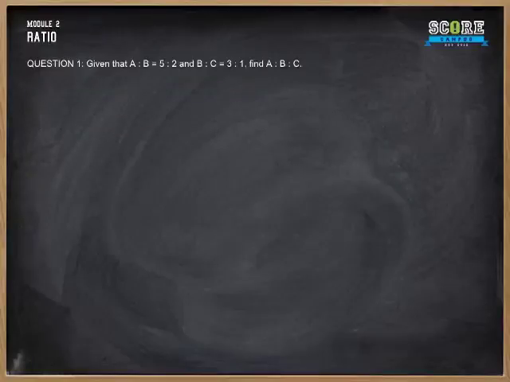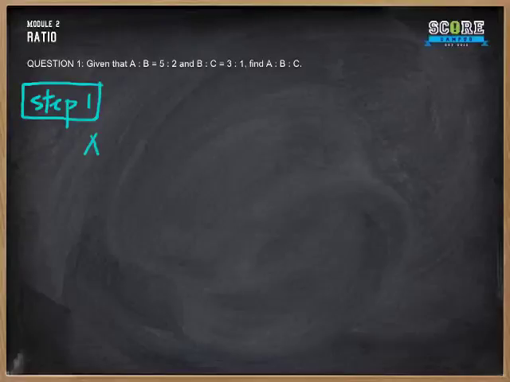Let's look at question 1, students. Given that A is to B equals 5 is to 2 and B is to C equals 3 is to 1, find A is to B is to C. Now this is what we were talking about. This is the part where we have to learn how to systemize the way we work. So let's look at step 1 and let's write the information given to us in a systematic manner.